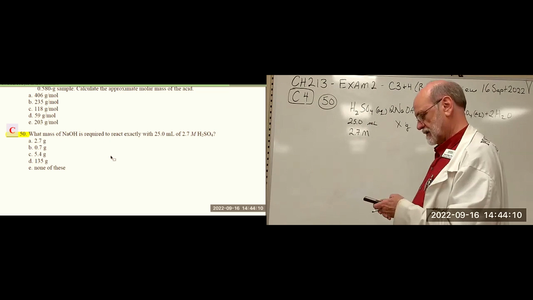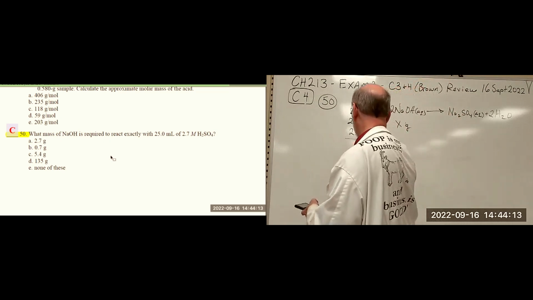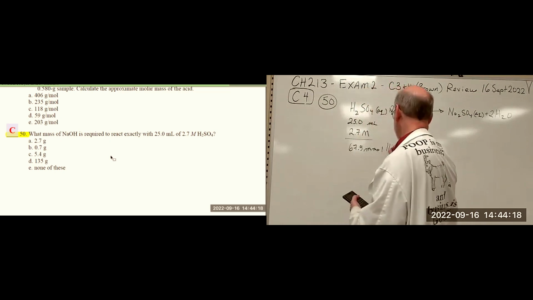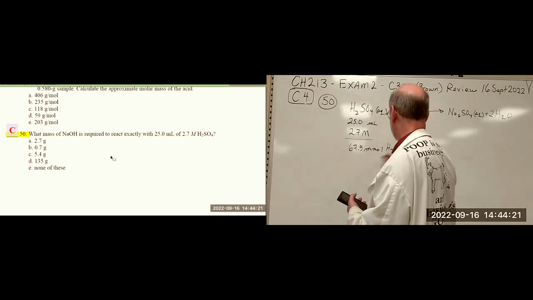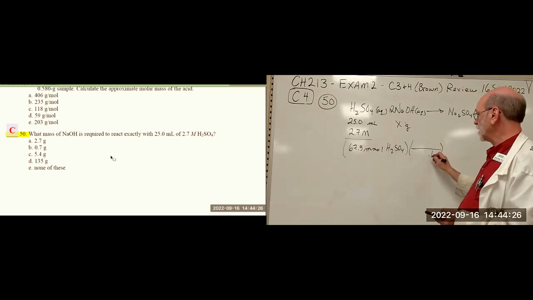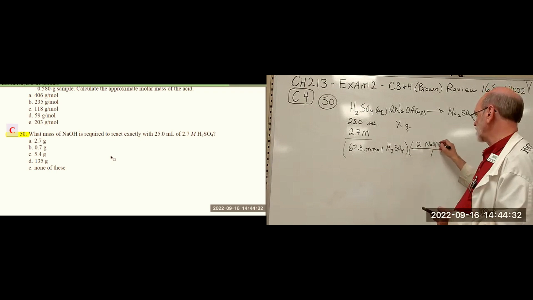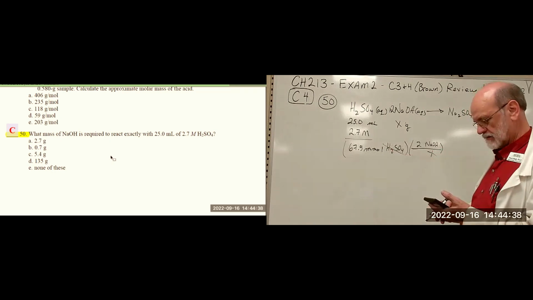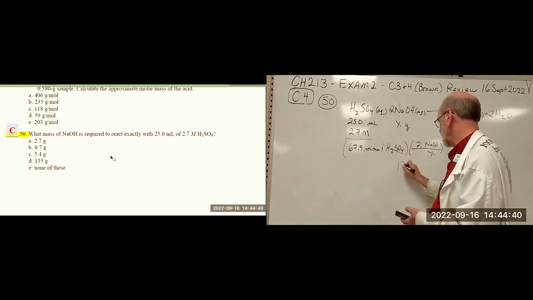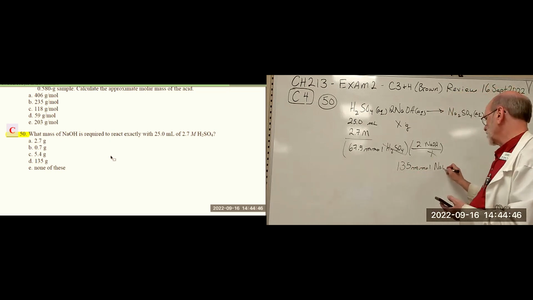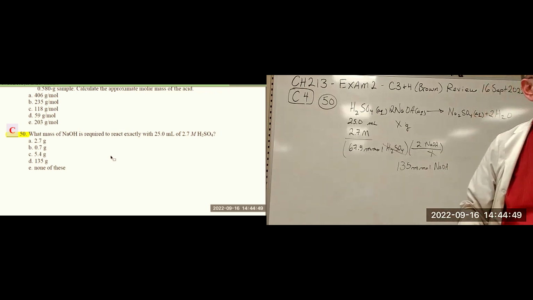2.7. So I get 67.5 millimoles of H2SO4. Now we need, how much sodium hydroxide is that? Well, for every one sulfuric acid, we get 2 sodium hydroxide. So that's 2 times that, which is 135 millimoles of sodium hydroxide.